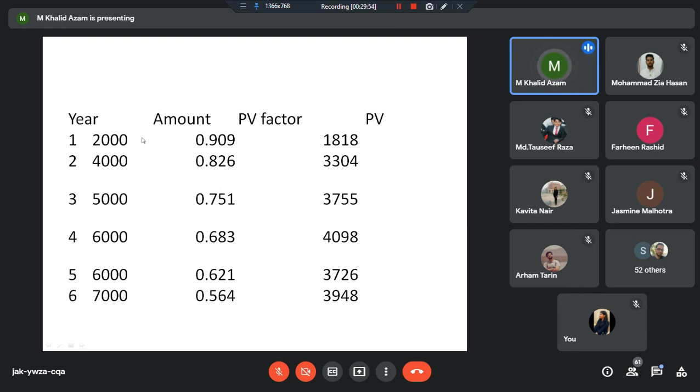There are two things which I would like to discuss with you at this stage. See here, the amounts are different.